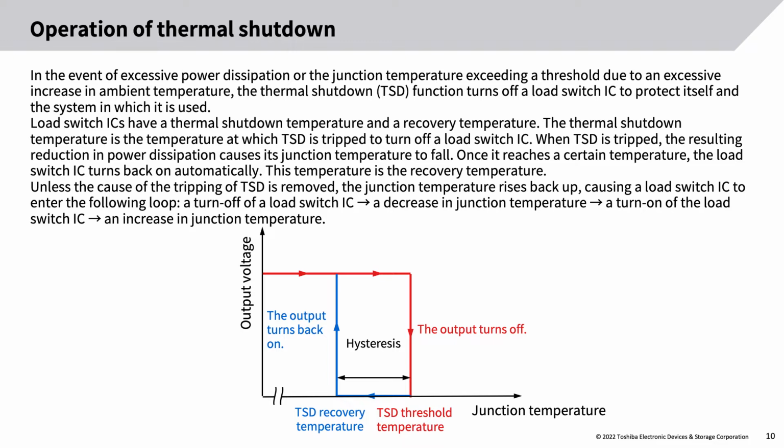Unless the cause of the tripping of thermal shutdown is removed, the junction temperature rises back up, causing a load switch IC to enter the following loop: a turn-off of a load switch IC, a decrease in junction temperature, a turn-on of the load switch IC, an increase in junction temperature. The load switch IC should not be left at an excessive temperature for an extended period, because doing so might affect the system stability or degrade the reliability of the load switch IC. Be sure to provide a fail-safe mechanism for a system in case of thermal shutdown.